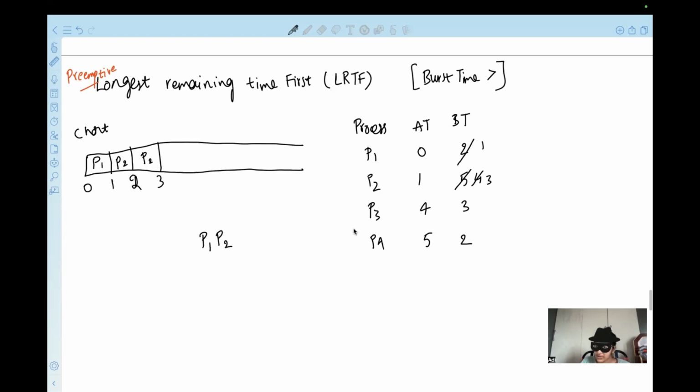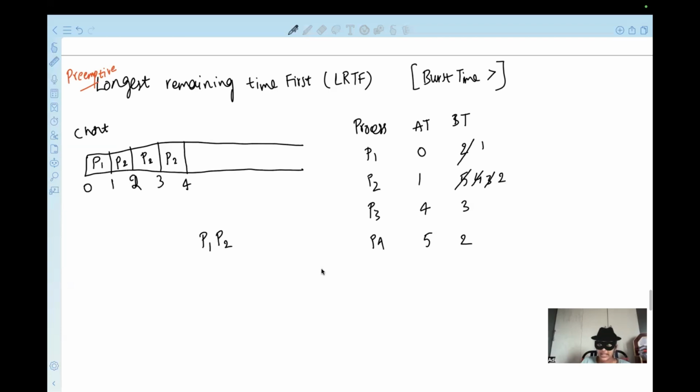At 3, is any process coming? No. So there is no arrival at 3. So again P1 and P2 are there in the queue. What is the burst time? P2 has a higher burst time. Again we'll write P2. So 3 plus 1 is 4. 1 unit of time is running and it becomes 2.